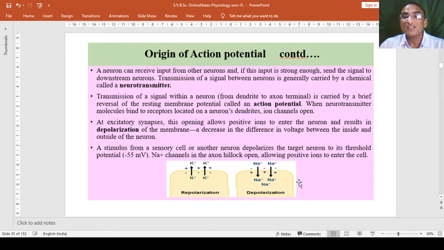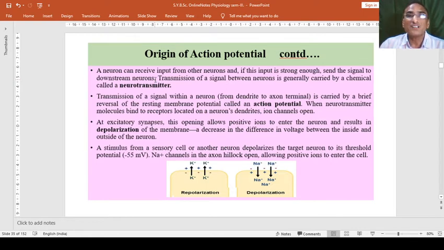Collectively we can call it an action potential, which begins at the axon hillock of the nerve cell or neuron. A neuron can receive input from other neurons, and if this input is strong enough, meaning the message received by the cell is strong enough, it sends the signal to downstream neurons.